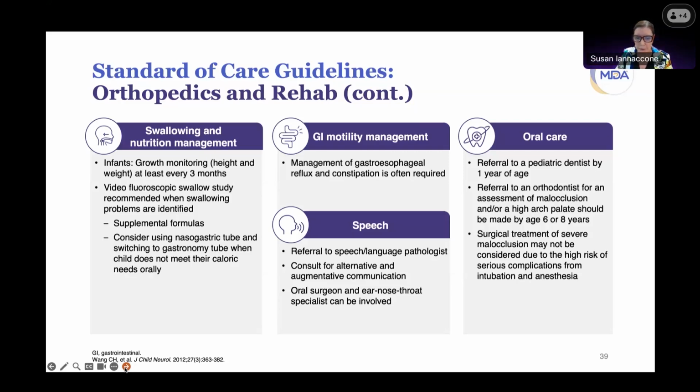And then, of course, dental management. This requires involvement of a pediatric dentist who has experience with neuromuscular patients and who can do as much as possible without sedation and controlling the airway secretions. There is a lot that can be done to manage the jaw abnormalities, the malocclusions, and we want to avoid surgery as much as possible.